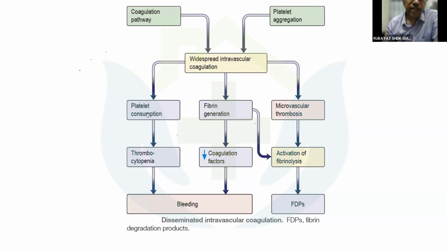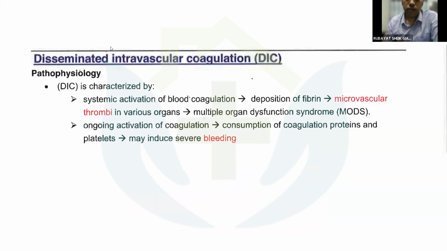And as the platelets are consumed, there is a thrombocytopenia. All the clotting factors are consumed within the clots, and this leads to bleeding. So this unique combination of thrombosis and bleeding is called disseminated intravascular coagulation. So you have a combination of microvascular thrombi and bleeding.